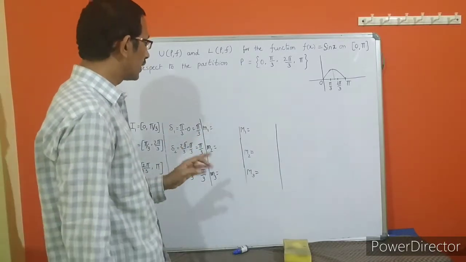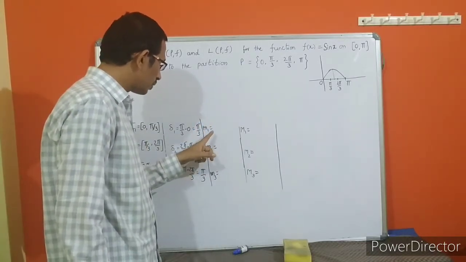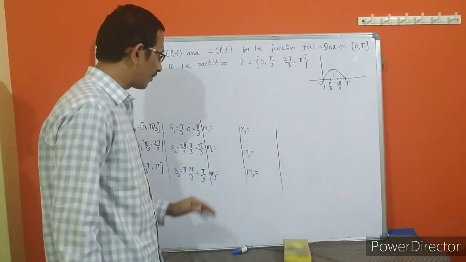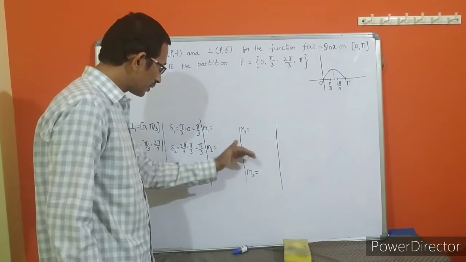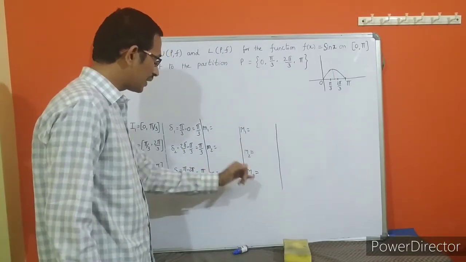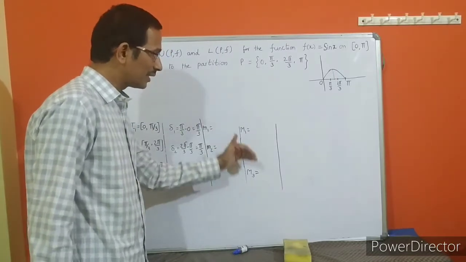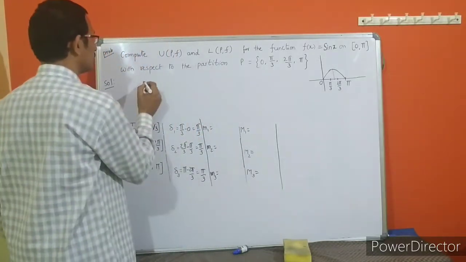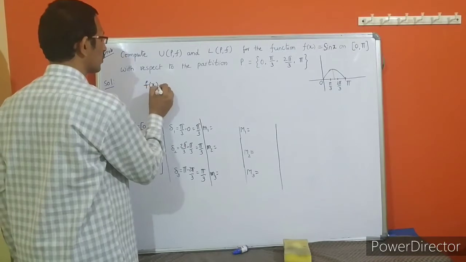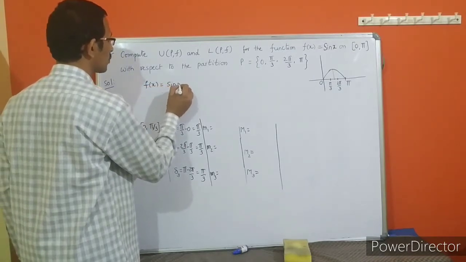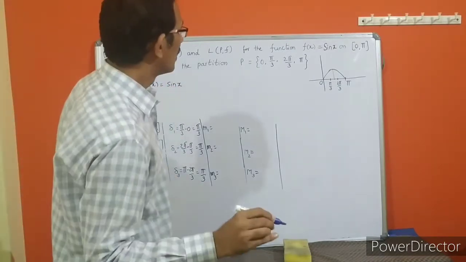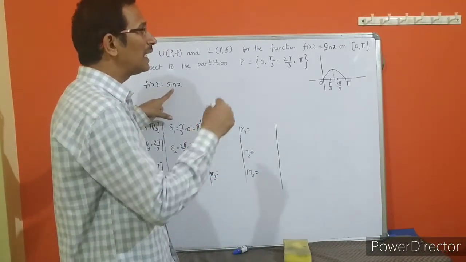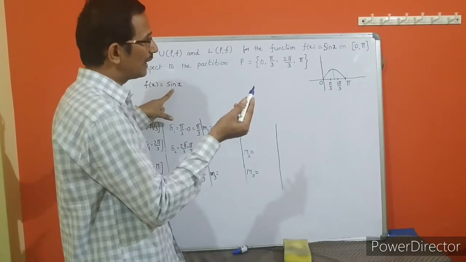So our main key role here is to find small m1, capital M1, small m2, capital M2, small m3, capital M3. That is, the small m's and capital M's. Now observe the nature of the function f of x equals sin x. This is quite interesting because sin x is neither completely increasing nor completely decreasing.